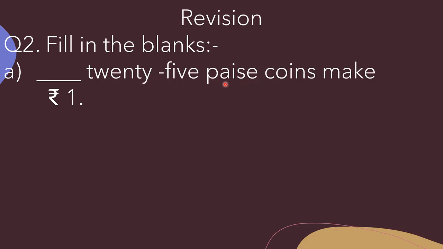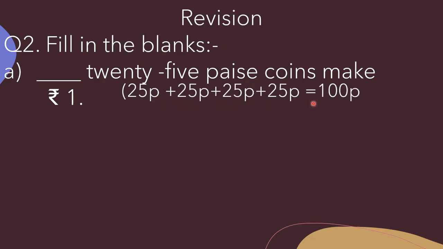Because here it is given paise, and in ₹1 how many paises are there? That is 100 paise. So here we will add 25 paise plus 25 paise plus 25 paise plus 25 paise, that is equal to 100 paise. Means 4 times we have added 25 to make it 100 paise. Or in another words we can do it like this: 4 multiplied by 25. That is also equal to 100 because multiplication is a repeated addition. So here what is our answer? That is 4. Okay, 4 25 paise coins make ₹1.